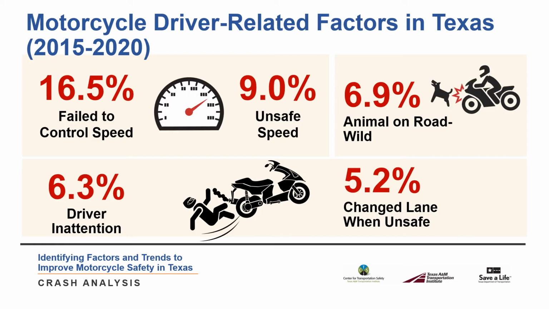This slide shows us the top 5 motorcycle driver related factors. Today we've already talked about speed being an issue as well as distraction, so we won't focus on those top factors there. The other 2 factors that made the top 5 list were animals in the roadway, which contributed to 7% of crashes. In addition, changing lane when unsafe, which accounted for 5% of crashes.